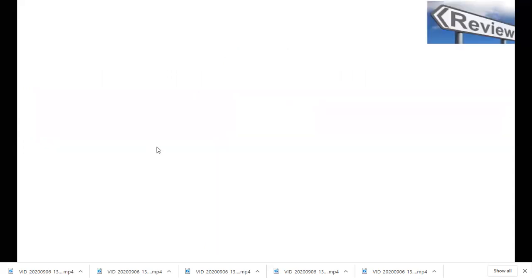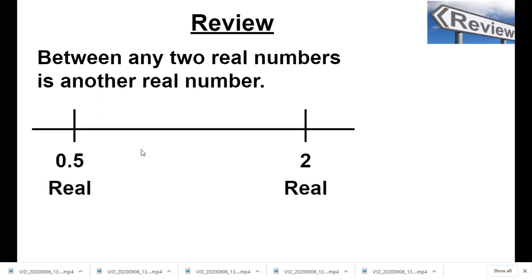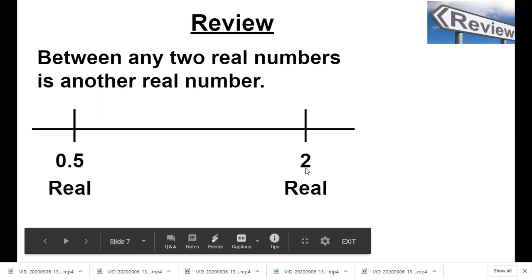Hopefully you did well on those review type questions. Looks like I have a few more review here for you today. Lots of hard stuff. Good to review and to review and to review again. Between any two real numbers is another real number, right? So here's a real number, 0.5. Here's another real number, 2.